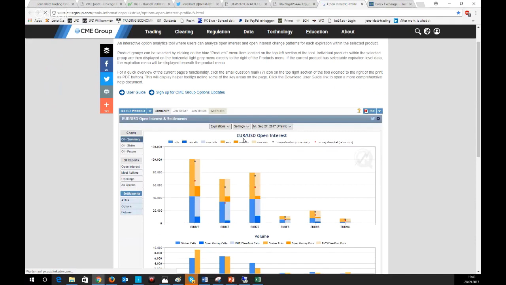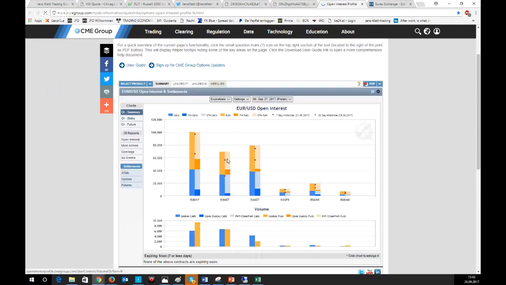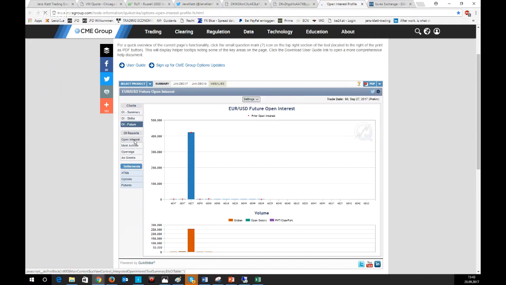But here, if you're interested in what levels these guys are looking at, well, then you can look them up here. Okay, that's all I want to say. By the way, it's here, open interest. Let me just see.